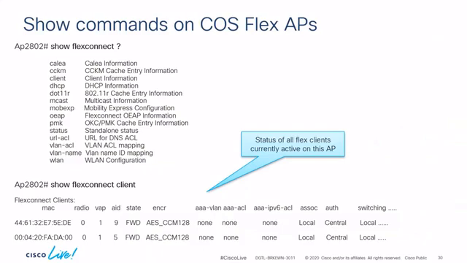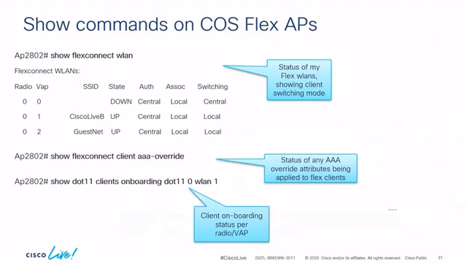Who handled his association? Who handled his auth? Am I switching centrally or locally? Here, I run show FlexConnect WLAN. I can see my radio and my VAP. VAP is like a virtual AP. So every SSID will get assigned a new VAP.